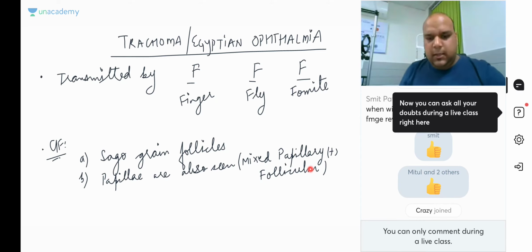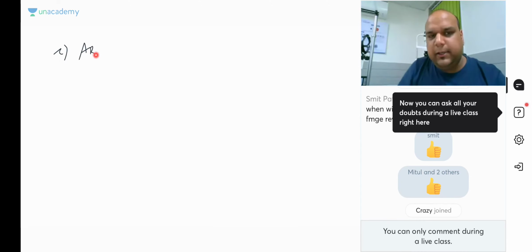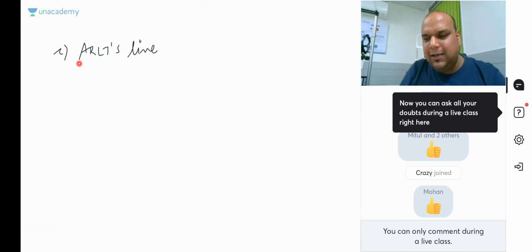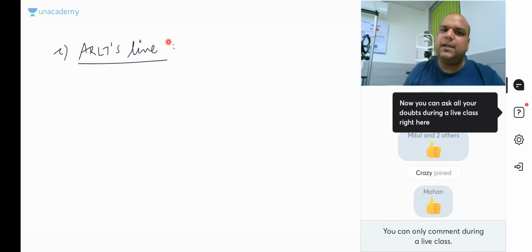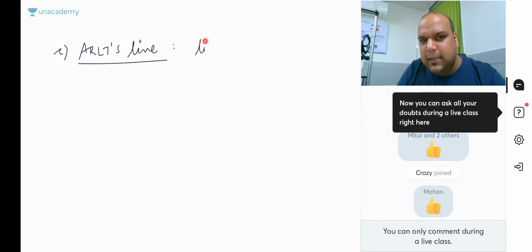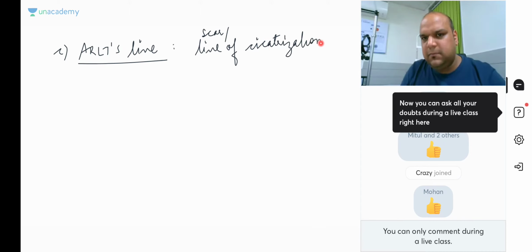Now, other clinical features, everybody. The other important clinical feature is Arlt's line. So what is Arlt's line, everybody? It is the line of cicatrization or healing. Okay, everybody? So this is the scar, or line of cicatrization. I'll just show you a photograph, but let's write it.